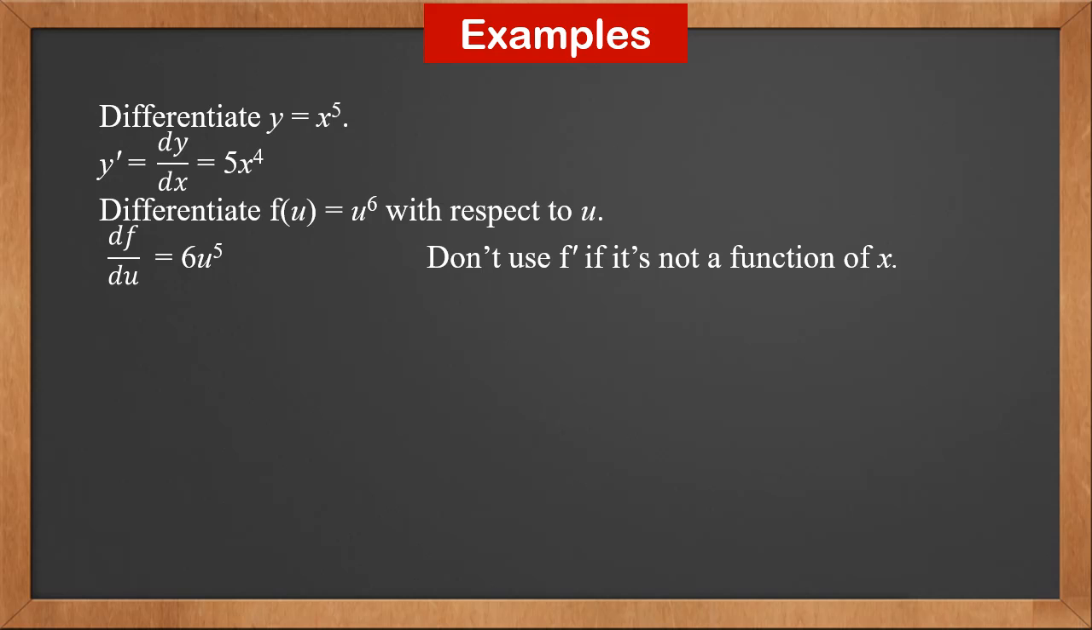Now let's look at non-integer powers. Differentiate y equals root x. Root x is x to power half. Bring down the power half. Half minus 1 is minus half. So y dash is half times x to minus half. This is 1 over 2 root x.